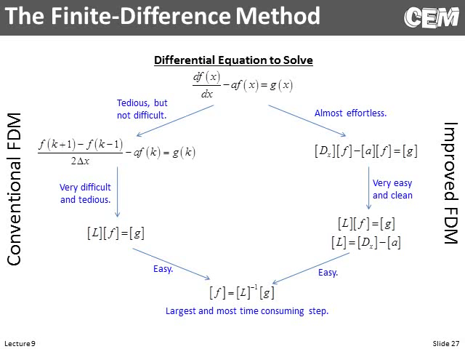So we can take two paths. The typical path is shown on the left. Step one is to take our differential equation, approximate all the derivatives with finite differences, and that can be a pretty tedious task. Then we have a lot of algebra to do. We have to expand this. We have to collect all the coefficients, multiplying the common terms of f. And then from there, we can take that big ugly equation, which can be very confusing, and we can cast it into a matrix form.